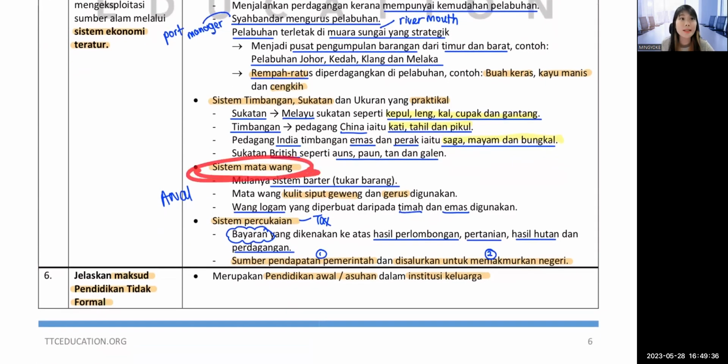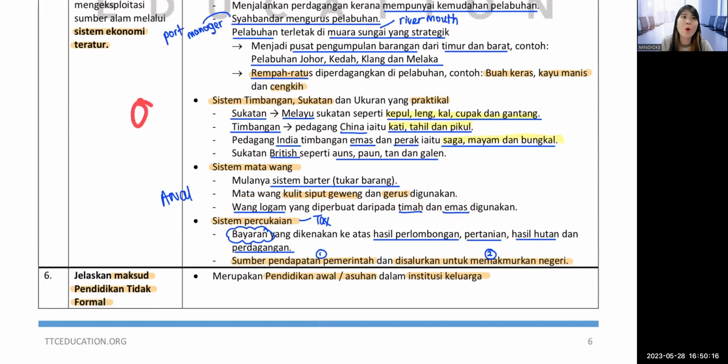All right, now, then our money, system matawang, money, we have system barter. At first, we use trading only, but then realize that when our business grow, we cannot just use trading. We have to use money as well. So the earliest money we use is snail shell, which is kulit sipu gewang and kerus. Kulit sipu gewang and kerus. Then, of course, we also have wang logam, such as timah and emas.